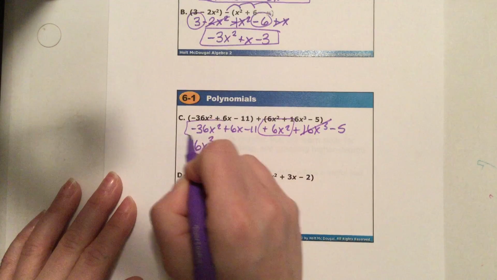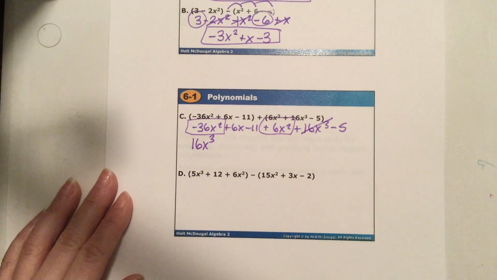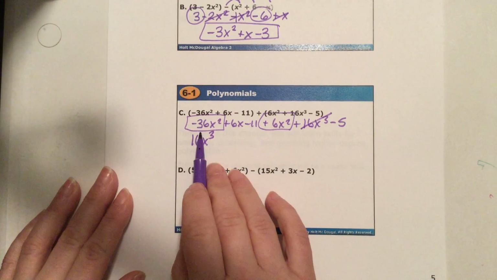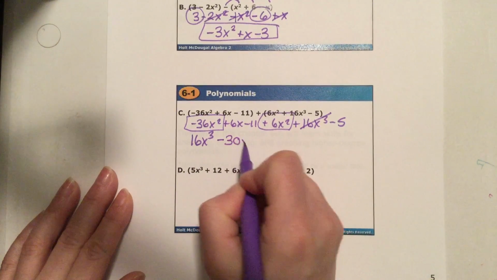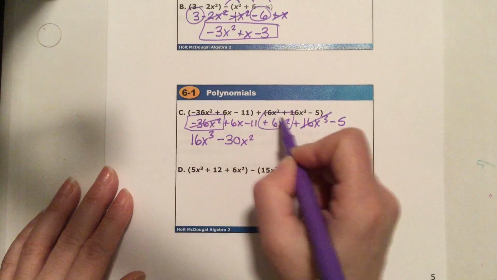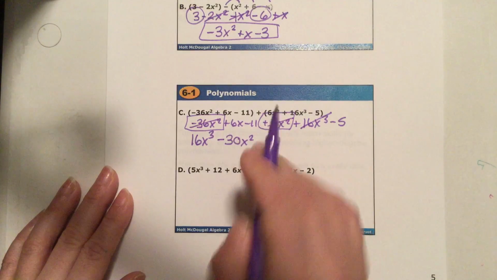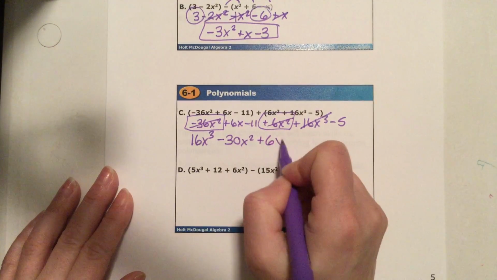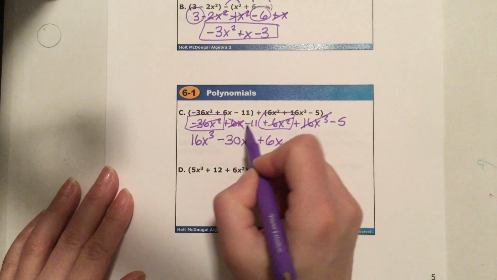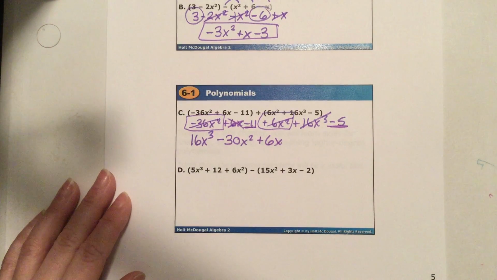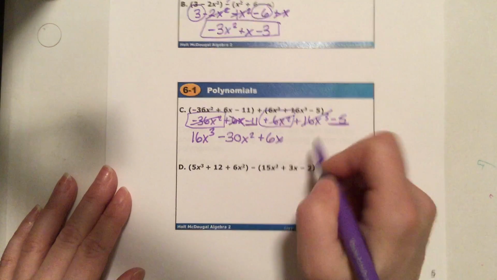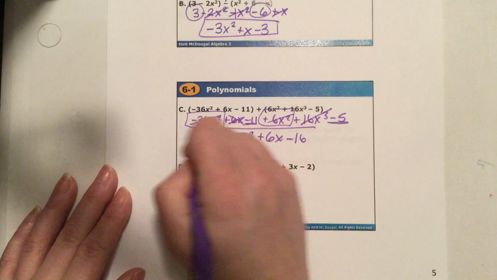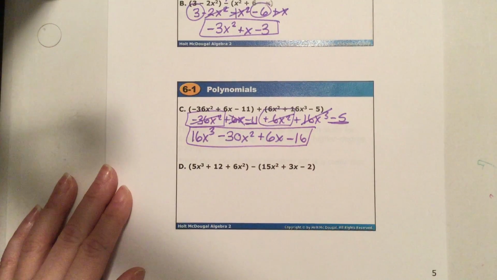This has 2 x's. This has 2 x's. So you combine the like terms. Negative 36x squared plus 6x squared is negative 30x squared. Got those. Next highest exponent would be 6x, because it's just a single x. My constants, so numbers that do not have a letter, go at the end. Negative 11 minus 5 more is negative 16.